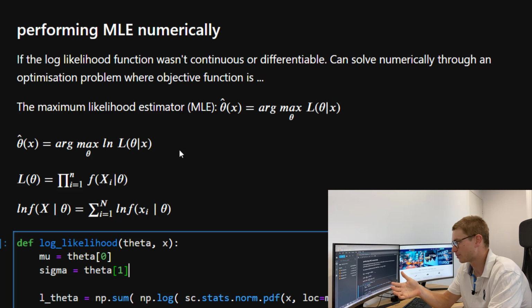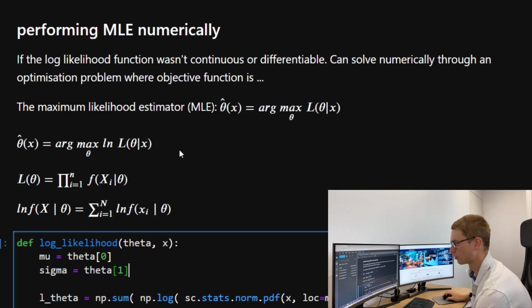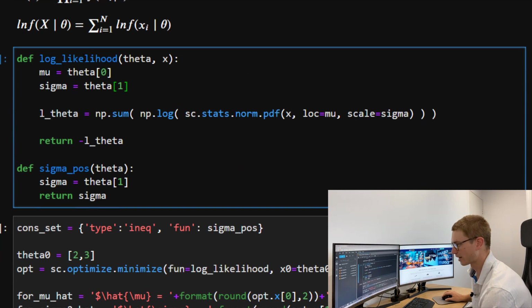Well, like we said, sometimes the log likelihood function is not differentiable, so you actually need to find a numerical solution to this maximization problem. The maximization problem of the log likelihood is also the minimization of the negative log likelihood. So because we only have the SciPy optimize minimize function available to us, we're going to minimize the negative log likelihood.